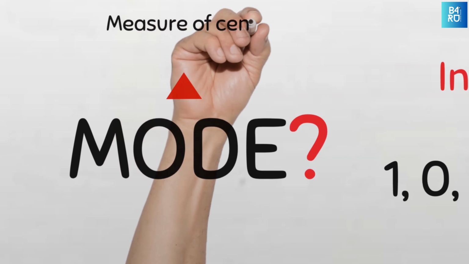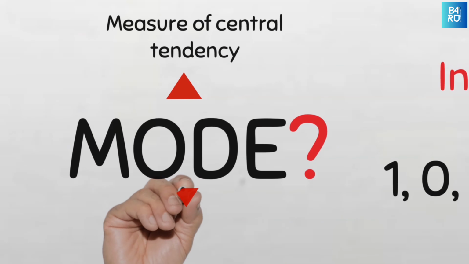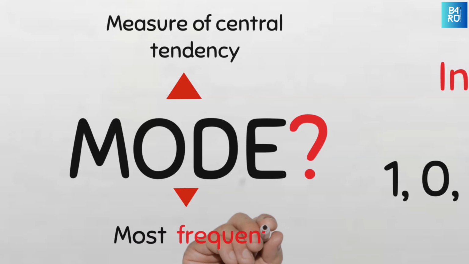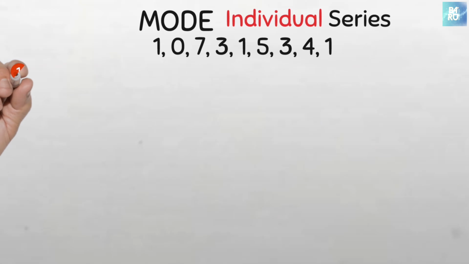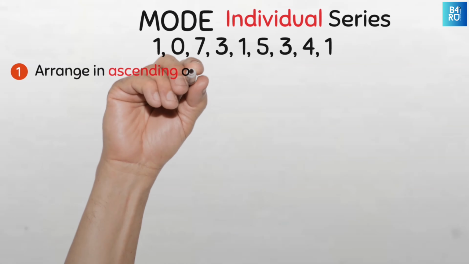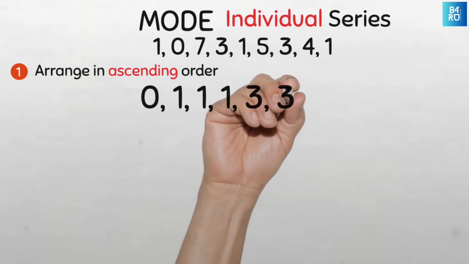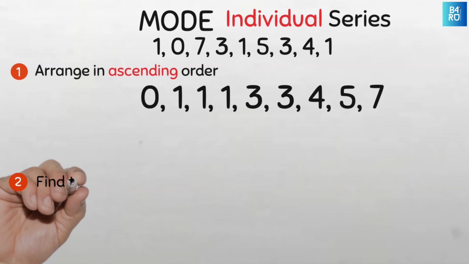Recall that we said that the mode is a measure of central tendency that indicates the most frequent value of the dataset. So our task here is simply to find the most frequent value, right? To do this, we need to first arrange the data in ascending order so we can see all the same values together. Next, we observe to see which value has the highest frequency.